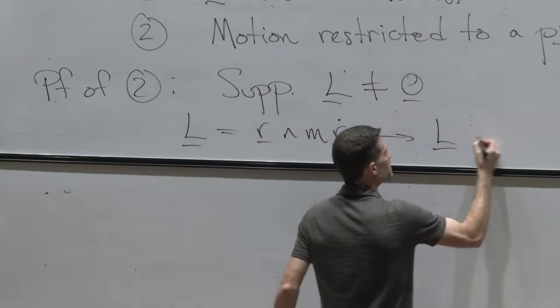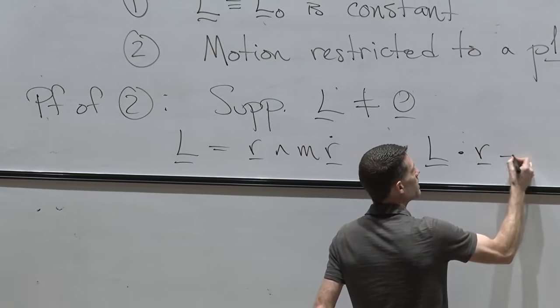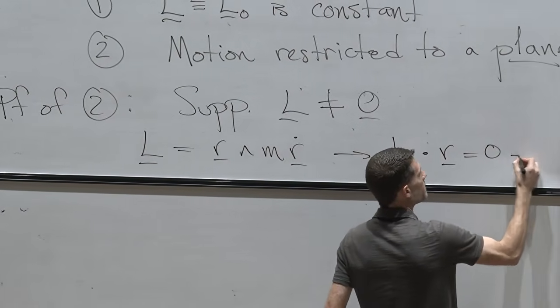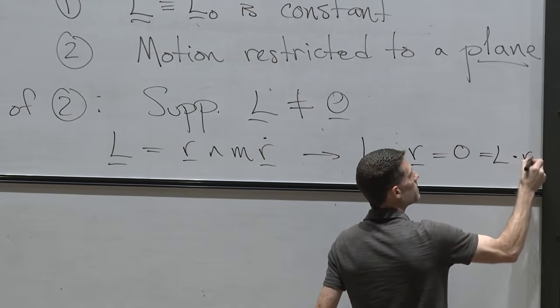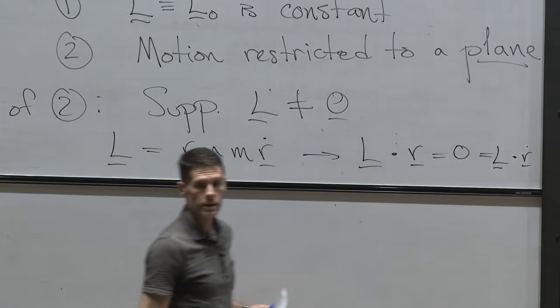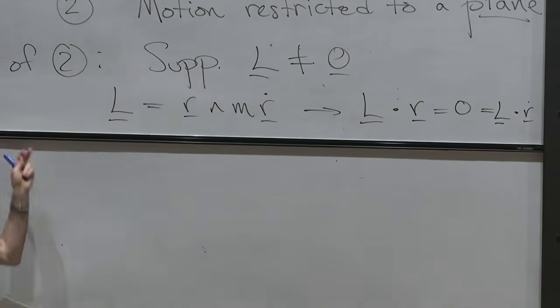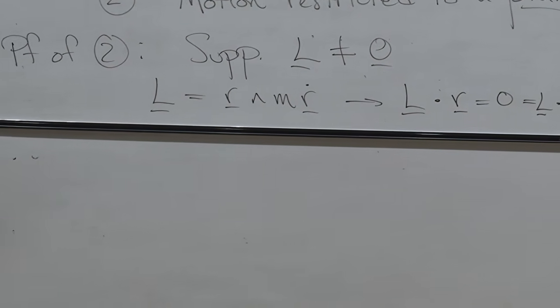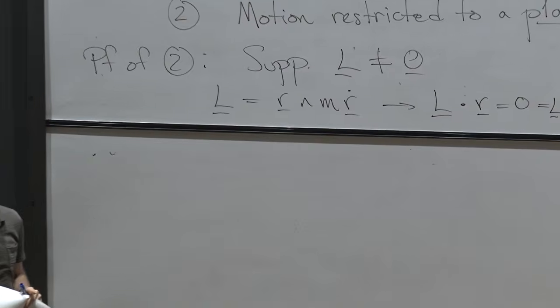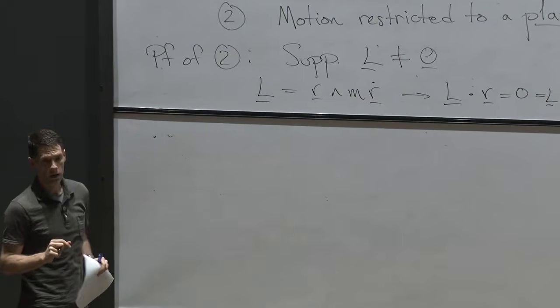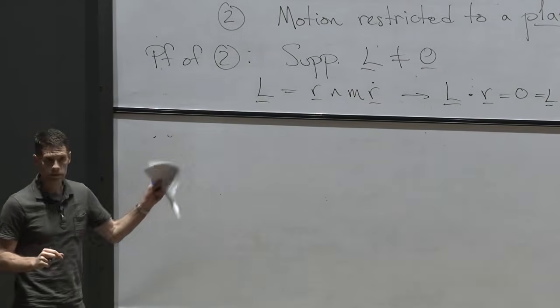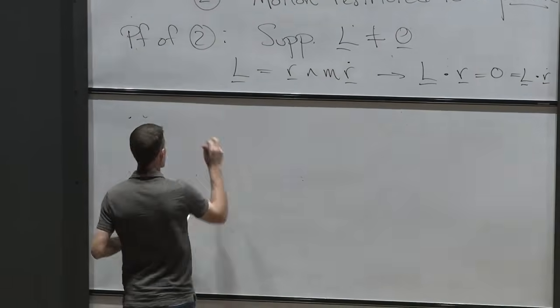So L dot r is 0, and that's the same as L dot r dot, which means that there's a single vector. I can define a plane that has L, this constant vector, as its normal vector, and r and r dot at all times are living in that plane. Right?